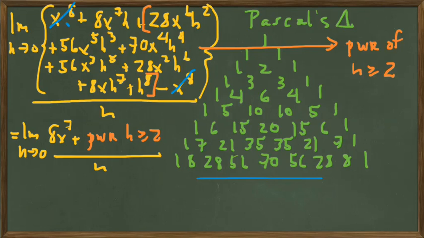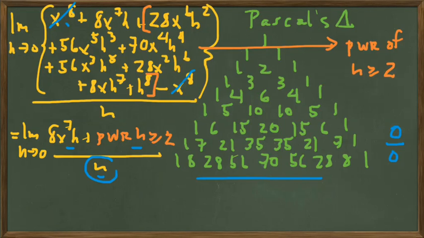Now, as before, when we have a 0 over 0 limit, as we have in this case, which would happen if we plugged h equals 0 into the numerator, all of this term right here would be 0, and all of these terms would be 0, and the denominator is 0.